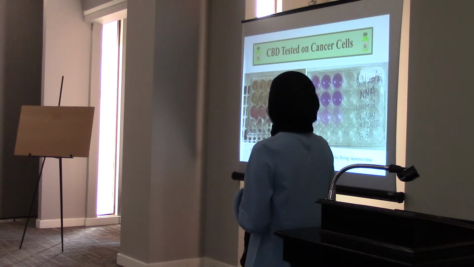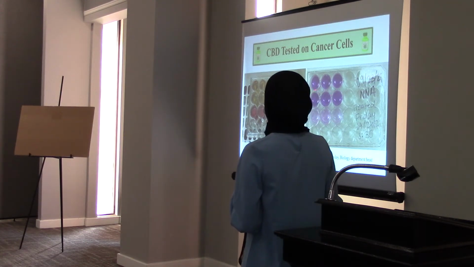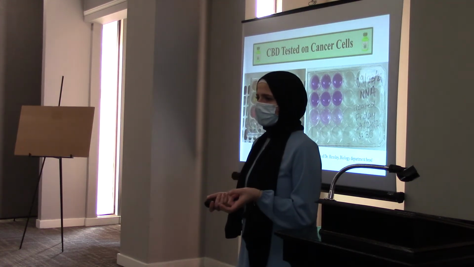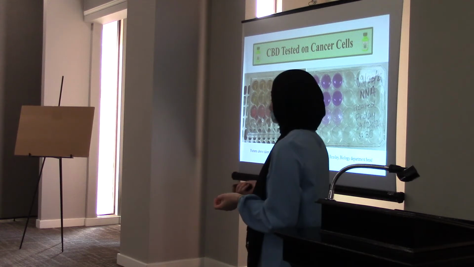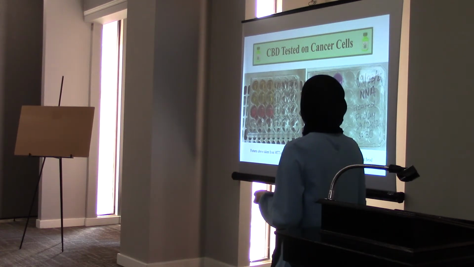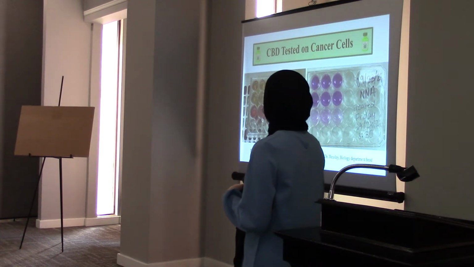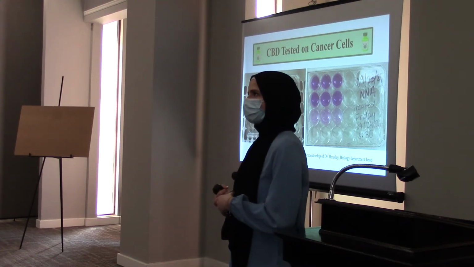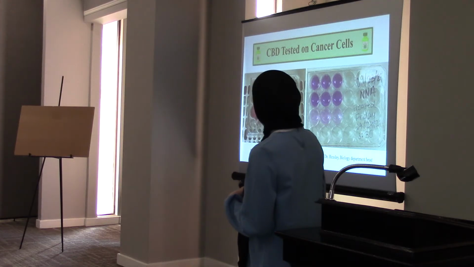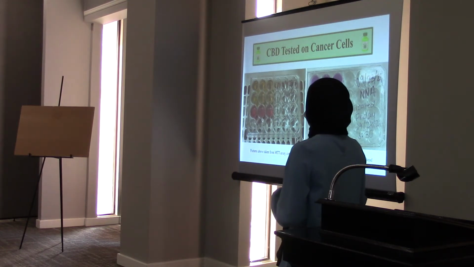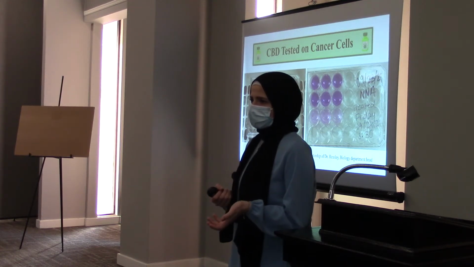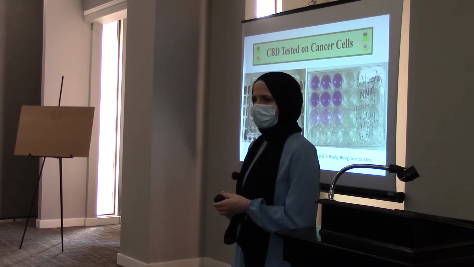Essentially, the color difference, as you can see here, the darker purple means that there are more metabolically active cells found, and the lighter purple means that there are not many metabolically active cells. So as you can see, when you increase the amount of CBD, the cancer cells tend to not grow and they die out.